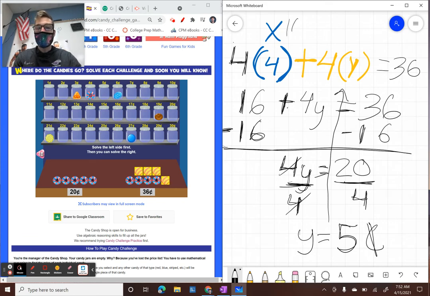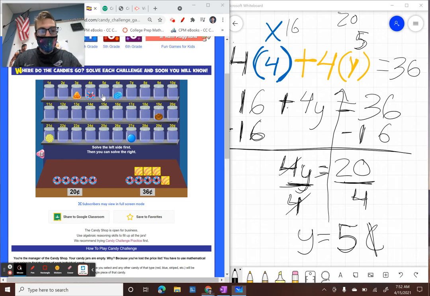4 times 4 is 16. 4 times our new value of 5 is going to be 20 in total. 16 plus 20 does equal 36. So let's go ahead and put it right here in the 5-cent jar. And now we're moving on to the next problem.